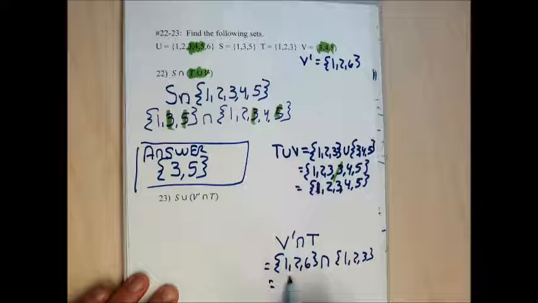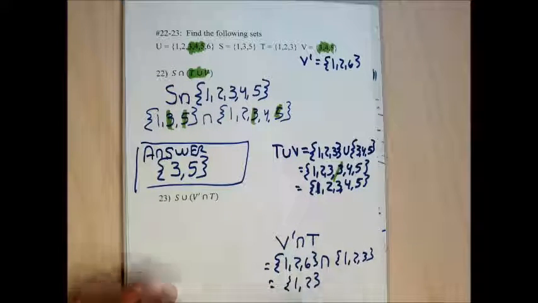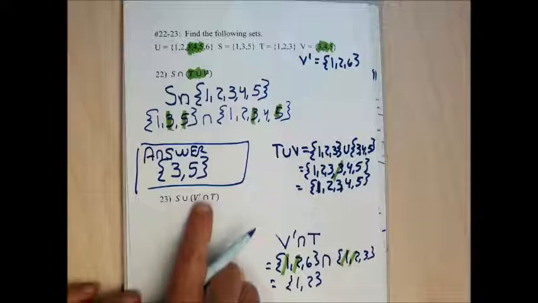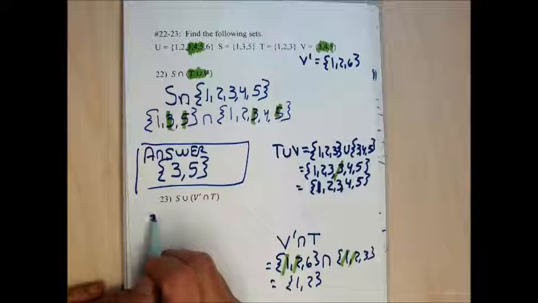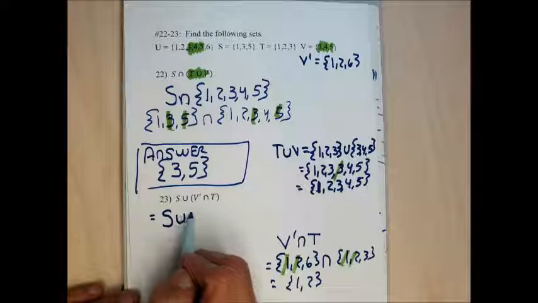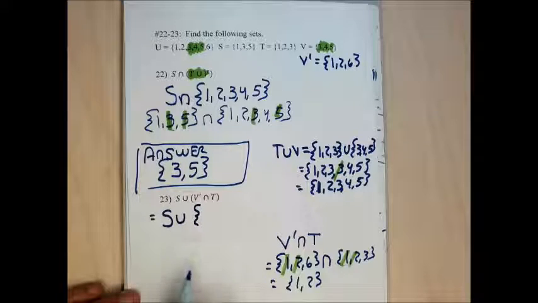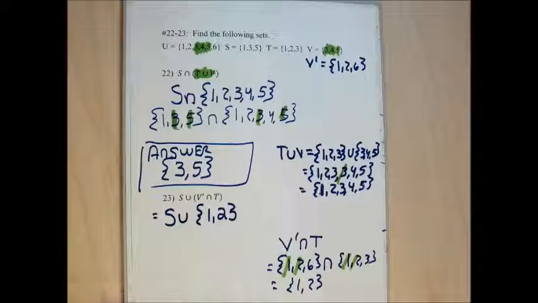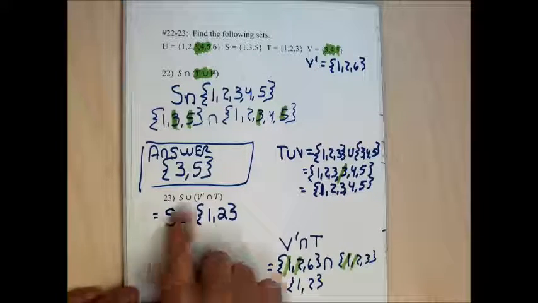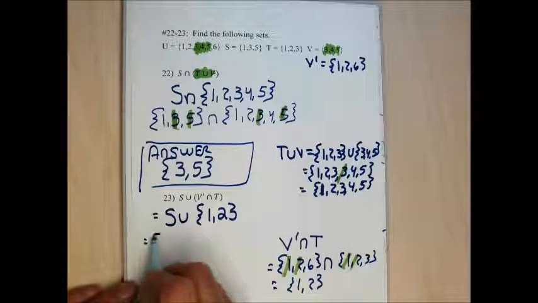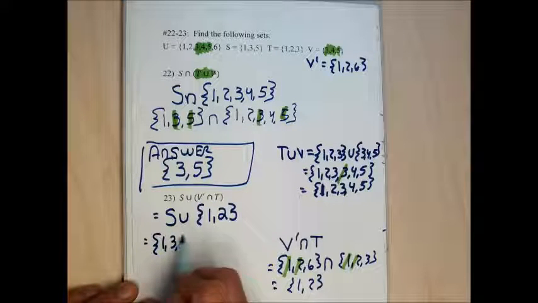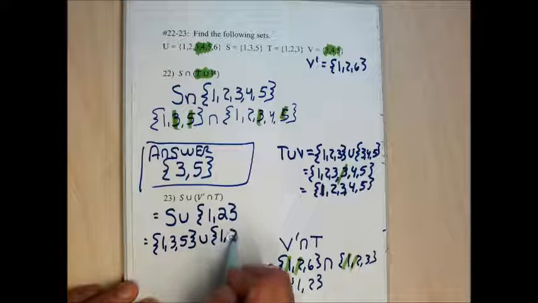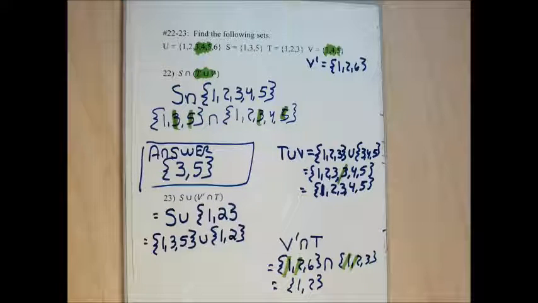When you intersect two sets, you write what they have in common, and those two sets have the numbers 1 and 2 in common. So the parentheses here I'm going to change to the numbers 1 and 2. I can rewrite this problem as S union, drop the parentheses, drop the letters, and change it to the set containing the numbers 1 and 2. Now I'm going to change the S to 1, 3, and 5. I'm going to leave the union symbol between the sets. And now I'm going to union these two sets.